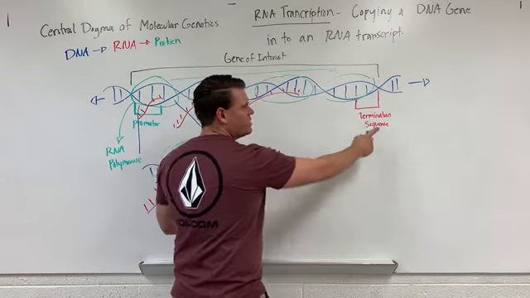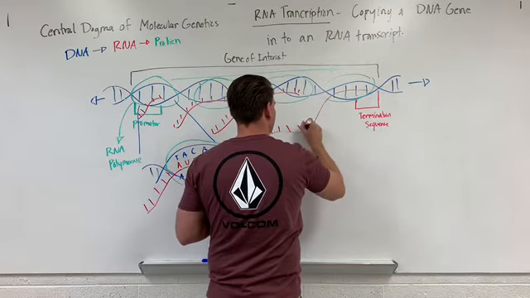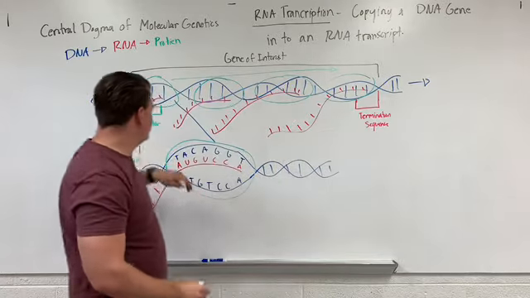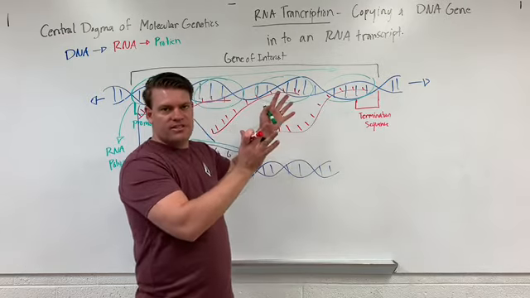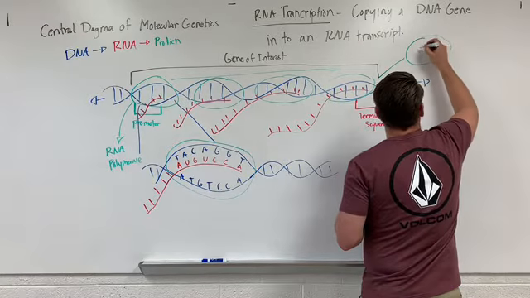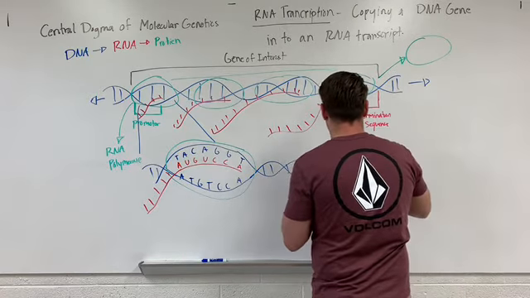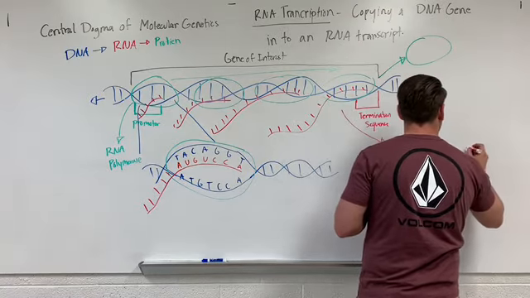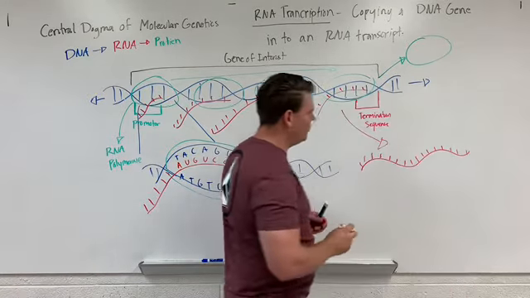And then when it gets to our termination sequence, this termination sequence tells our RNA polymerase, hey, we're done, this is the end of the gene, let's break off. And so that's what ends up happening. Our polymerase breaks off here, and then our RNA transcript also breaks off.